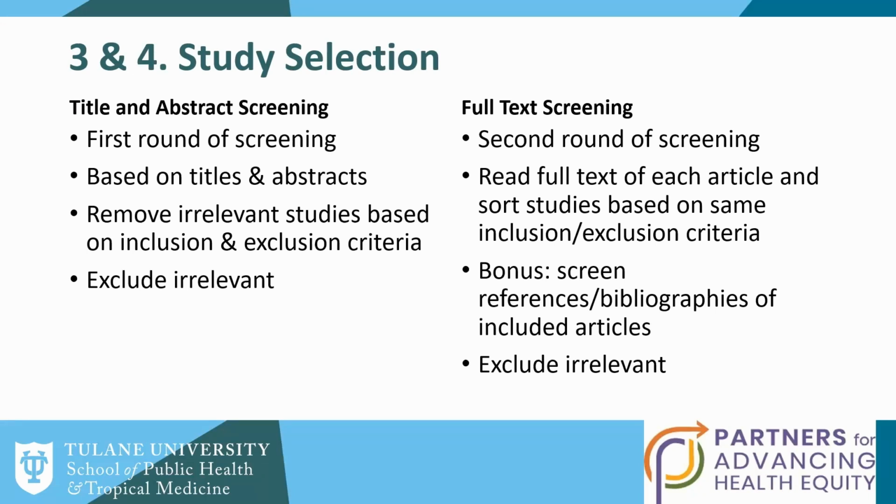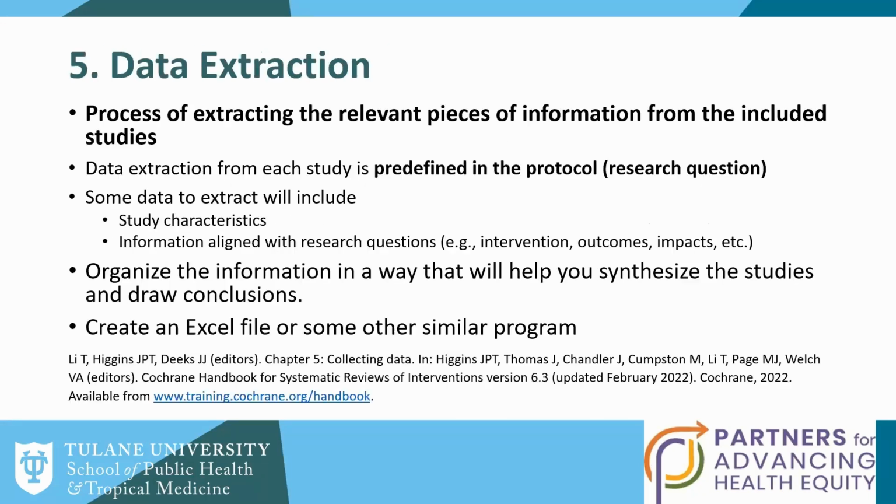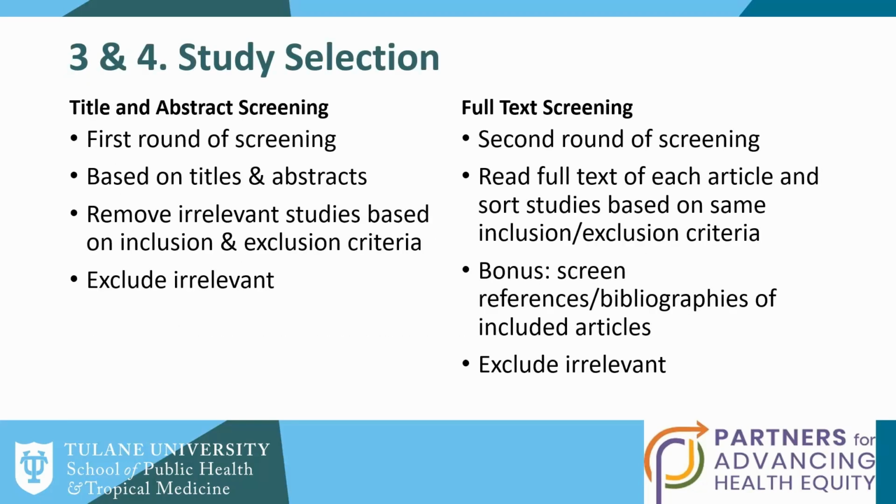So your next step is to screen the full text of the article, after you've done the title and abstract screening. This means actually reading the papers and ensuring that the papers fit the inclusion and exclusion criteria. In this step, you will get rid of more papers and you will end up with just the papers that can help you answer your question.